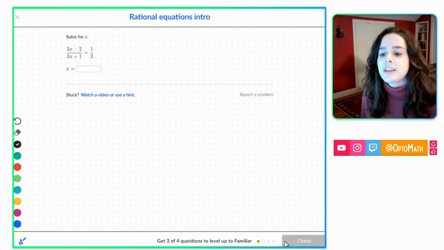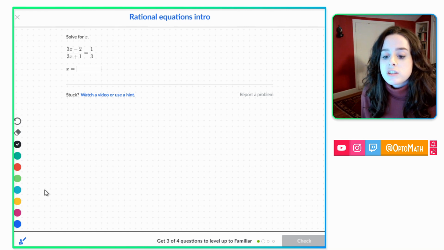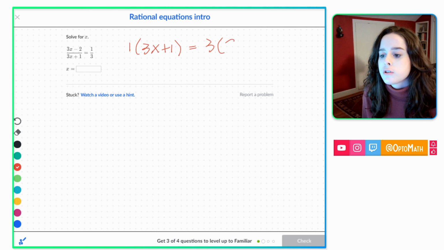We're good. So let's look at another one. This one also equals 1/3, which is funny, just because it's the same. So we're going to cross multiply again. 1 times (3x plus 1) equals 3 times (3x minus 2).